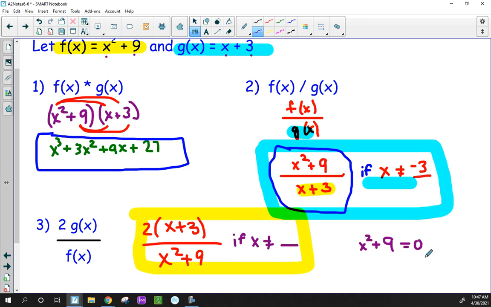Now, if I solve this equation for x, I'm going to notice that I have a quadratic. So first of all, that means there's 2 possible answers here. But I have a plus 9. So if I'm solving this equation, I would have to transpose the 9 to the other side, and that would cause it to be negative 9.